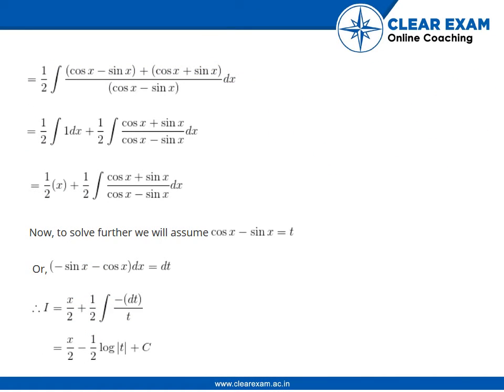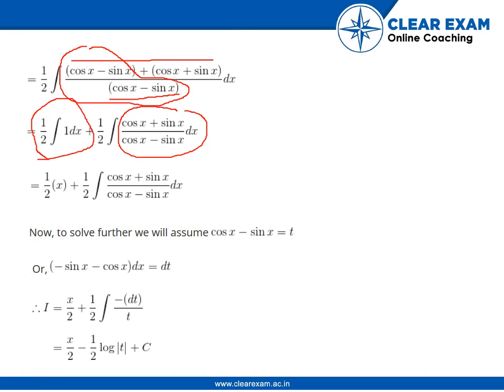So we had 2 cos x in the numerator, multiplied by 2. So if we expand that part, we get cos x minus sin x plus cos x plus sin x, and in the denominator we have cos x minus sin x. Now this part becomes 1 plus we get a separate part here. So this part is easily integrable now. The integration of 1 is x.